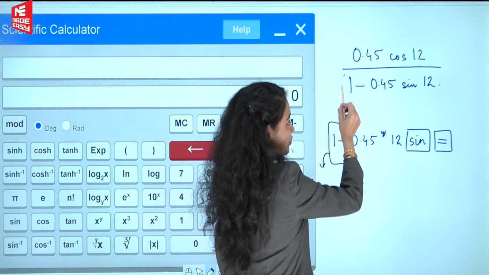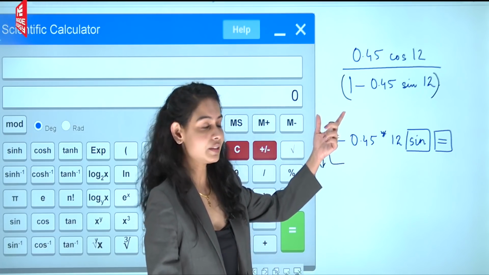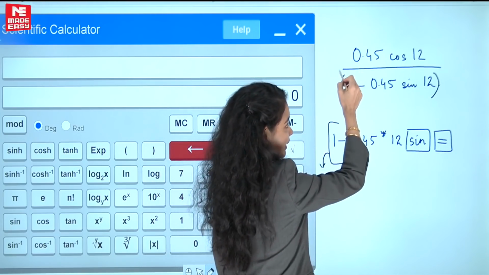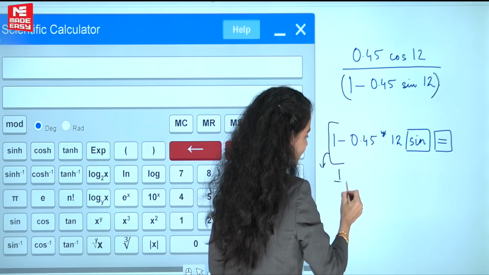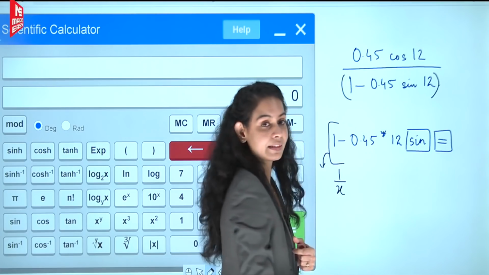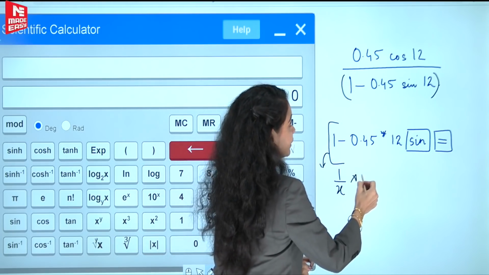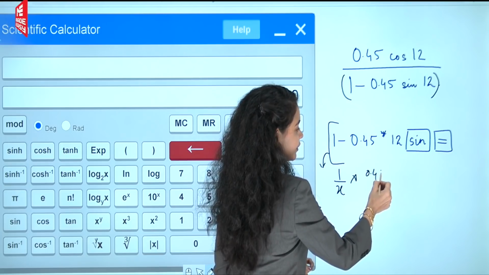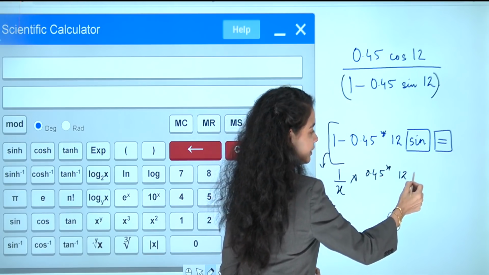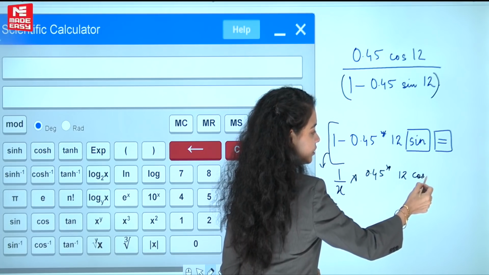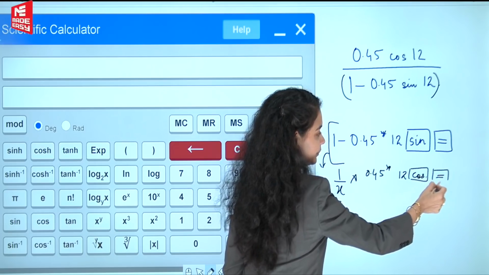Now, once you are done with this denominator, finding the reciprocal of this will give you 1 by this particular expression. So you will be using 1 by x after this, and then you multiply it with the numerator, which is 0.45 multiplication. To enter cos 12, it will be 12 and then cos, that is the function tab, press equal to.